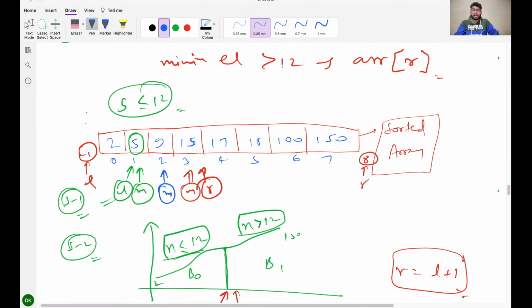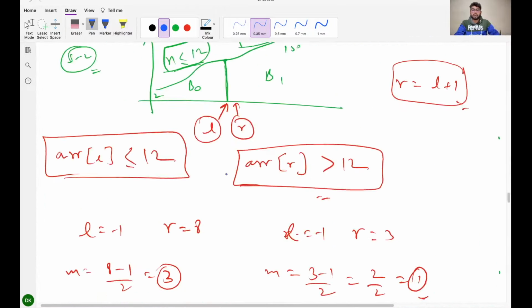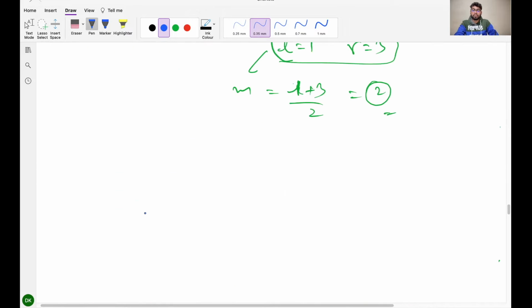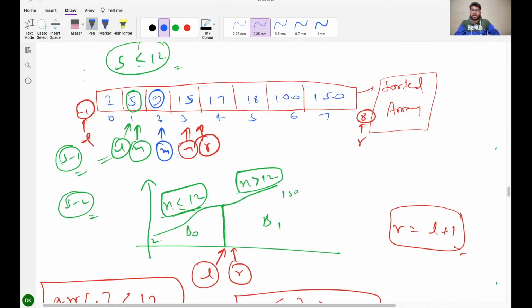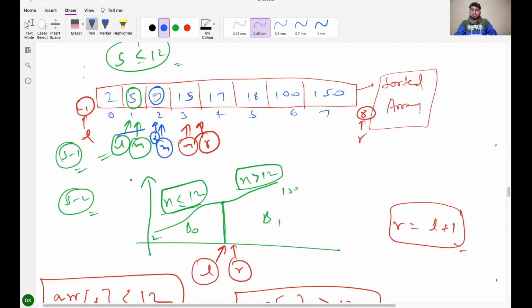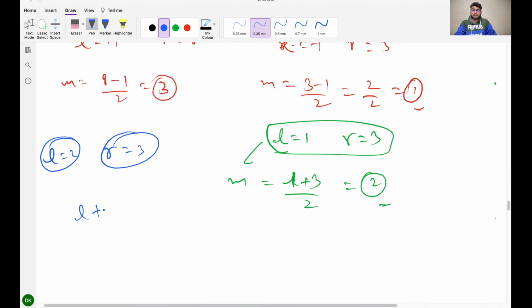My current element is less than the target. So I just have to return true, and if I am returning true, where is the array? I just update my L to here. Okay, so again my L is equal to 2 and my R is equal to 3, and the condition L plus 1 is less than R is not satisfied, and we exit from the loop.